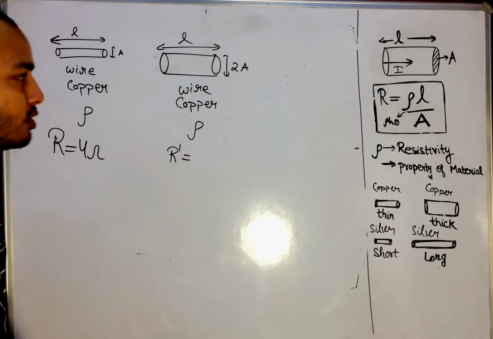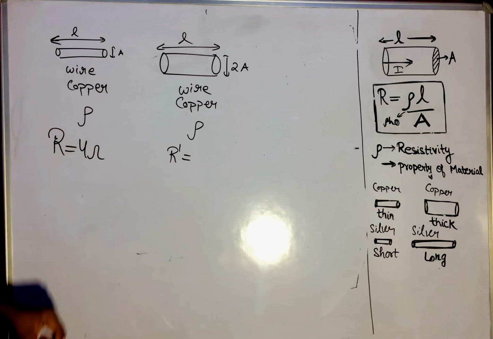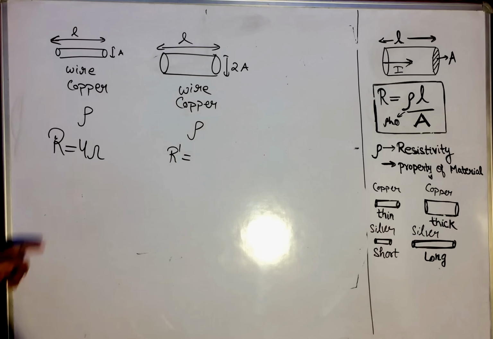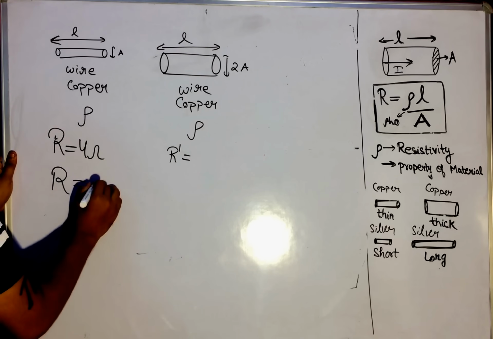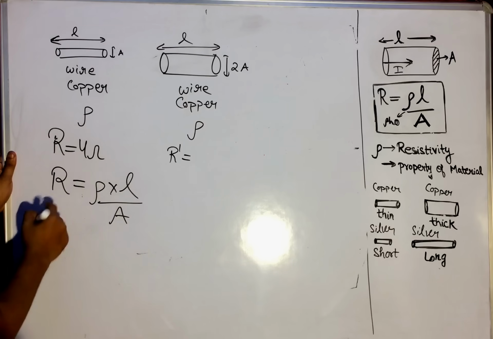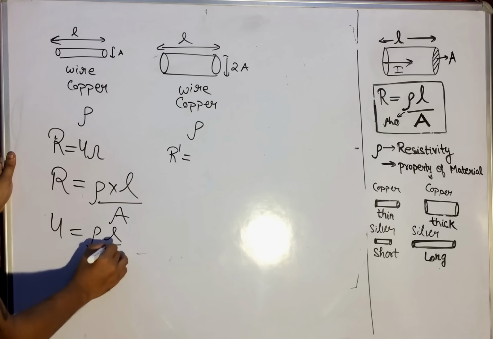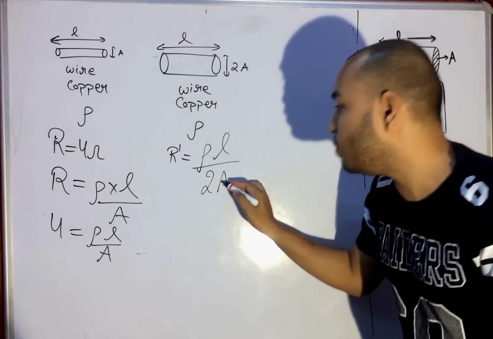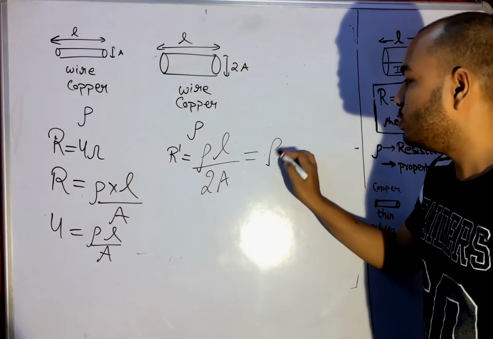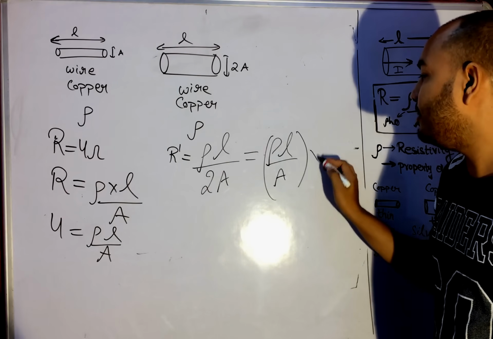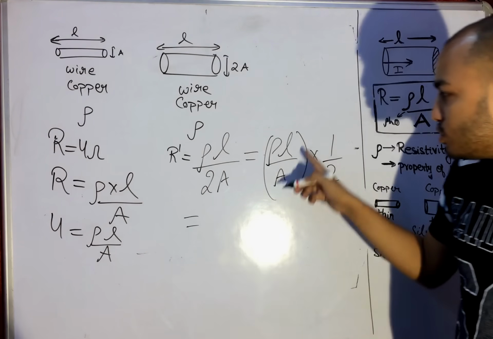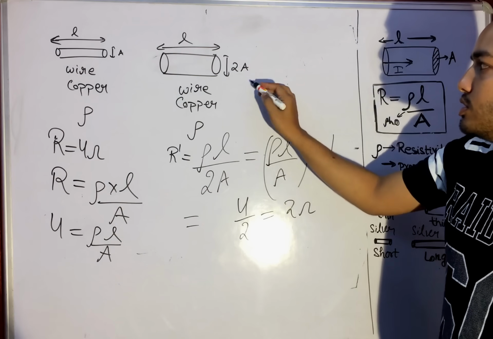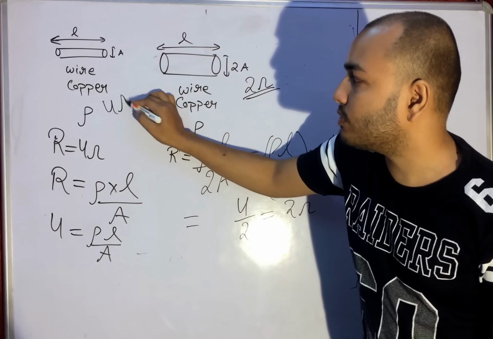How to solve such a question? For both of these, L and A are different, so resistance will be different. But since the material, copper, is the same, the resistivity will be the same. So I write R equals rho L by A. What is R? 4. So 4 equals rho L by A. Over here, R dash equals rho L by 2A, so rho L by A multiplied by 1 by 2. What is rho L by A? It is 4. So 4 by 2 is 2. The resistance of this wire is 2 ohm if the resistance of the other wire was 4 ohm.